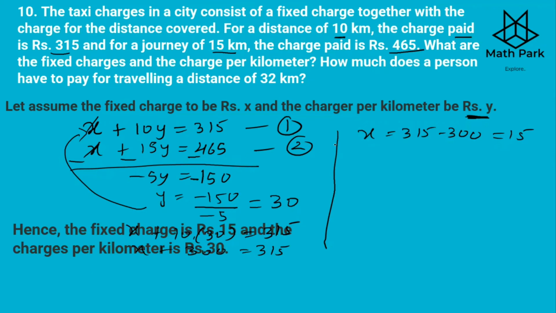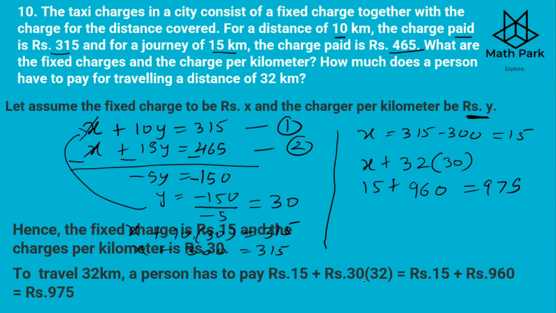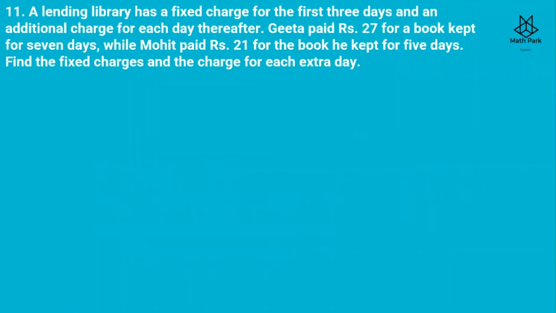Now, secondly, what do we need to calculate? We need to calculate how much it was for 32 kilometer. The equation is the same: X plus 32 kilometer, and for every kilometer it is rupees 30. For X we are going to put 15. So we get 15 plus 32 into 30. 3 2s are 6, 3 3s are 9, and 0, 960. And this is how we get 975. So for 32 kilometer, the person has to pay 15 plus 30 into 32, that is rupees 975. Got it? Moving to question number 11.